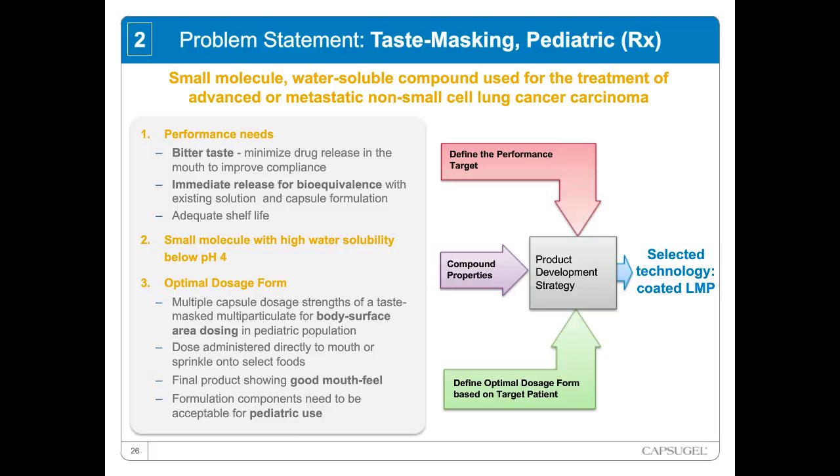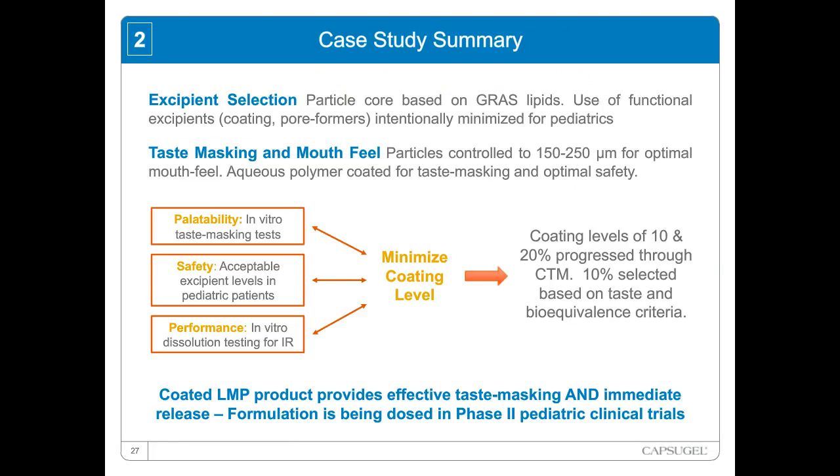The developed LMP product consists of GRAS lipid excipients combined with hydrophilic pore formers to provide that immediate release of the drug following administration. However, the lipid multiparticulate was tightly controlled to 150 to 250 micron particle size for optimal mouthfeel, and these smooth lipid multiparticulates were aqueous polymer coated for taste masking protection because of the high compound solubility, moderate to high loading, and the intended mode of sprinkle administration onto food or beverages.